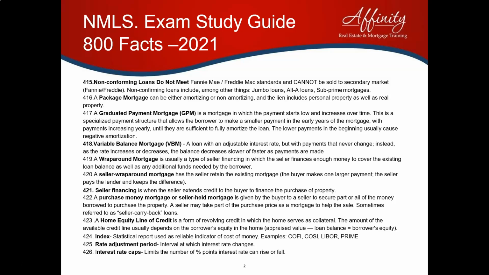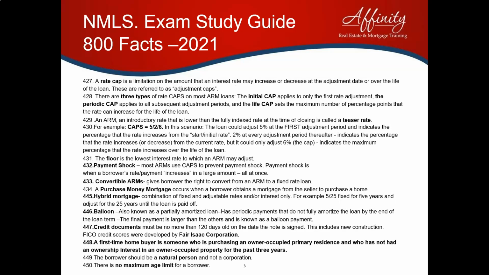The index is a statistical report used as a reliable indicator of the cost of money, such as COFI, LIBOR, and the prime interest rate. The rate adjustment period is the interval at which the interest rate changes. Interest rate caps limit the number of percentage points the interest rate can rise or fall. A rate cap is a limitation on the amount that an interest rate may increase or decrease at the adjustment date or over the life of the loan. These are referred to as adjustment caps.